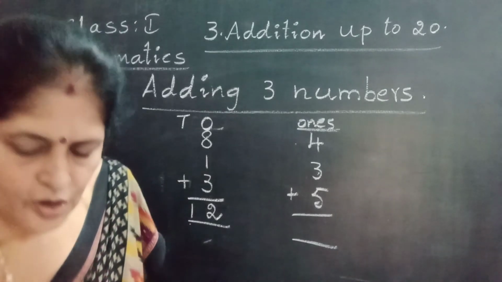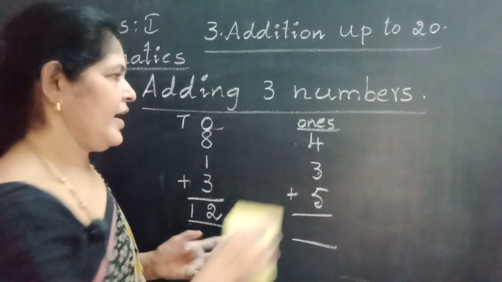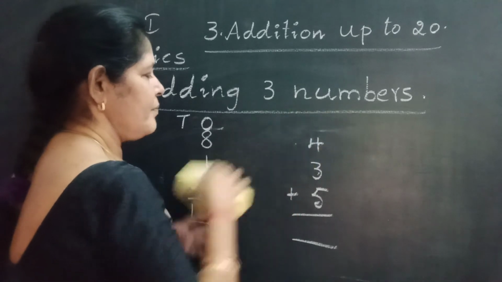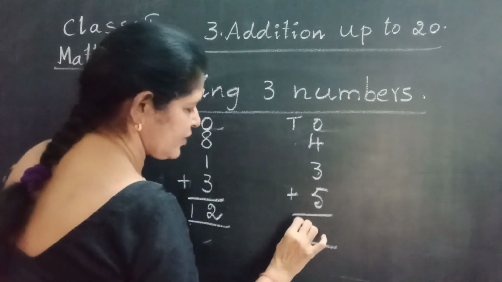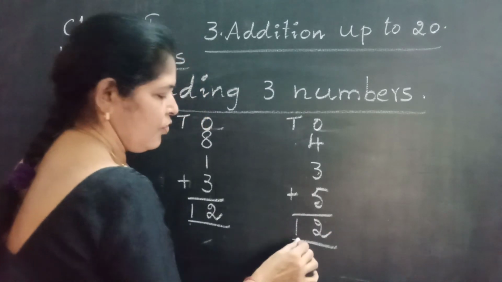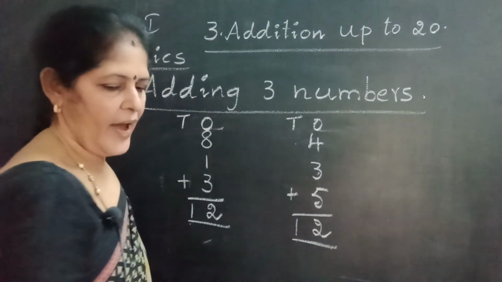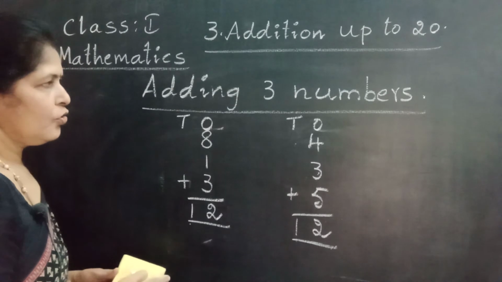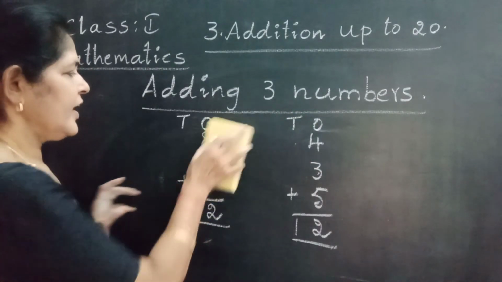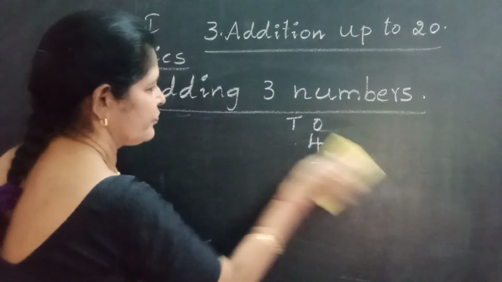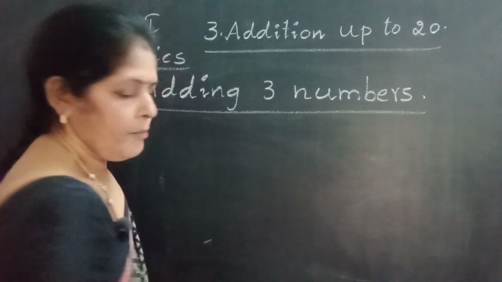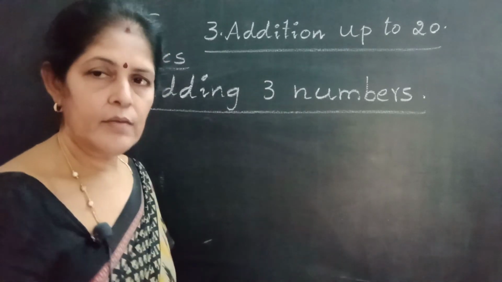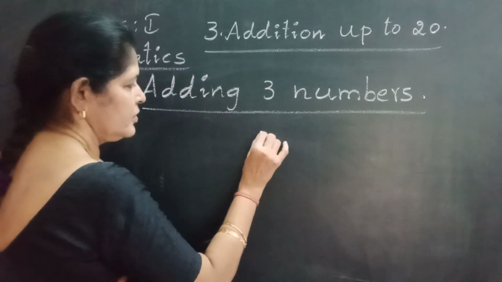Here also we get 2 digit number. Then change the places. Ones place, tens place. What is the total? 12. 1 ten, 2 ones. Adding 3 numbers. Another addition. Very easy my dear children. Don't get confused. By practice you get perfection.